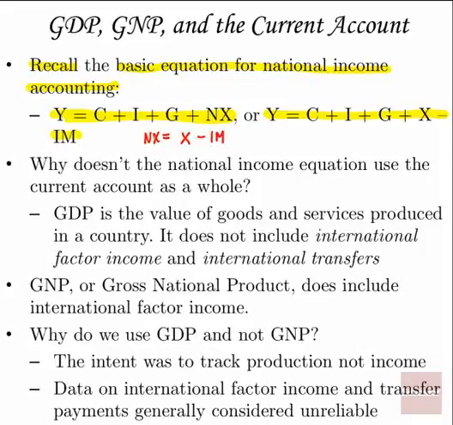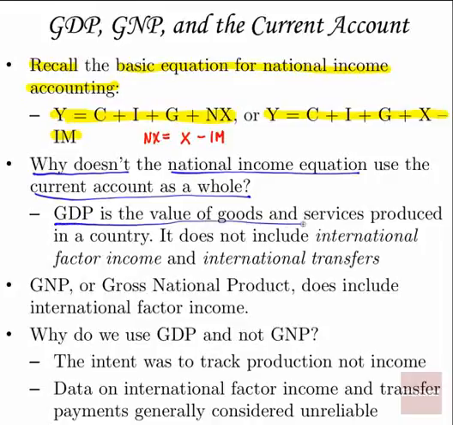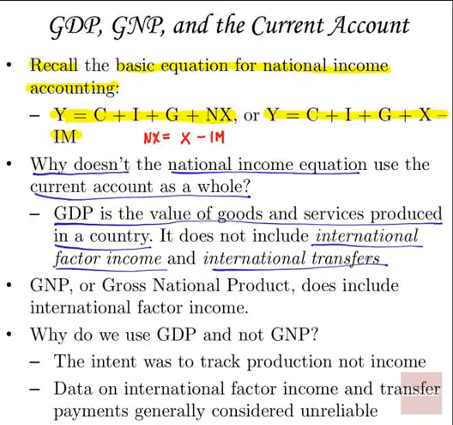Now, the question here is a valid one. Why doesn't the national income equation use the current account as a whole? Take a look at this: GDP is the value of goods and services produced in a country. It does not include international factor income and international transfers. So why isn't that used? Why does GDP only take into account the value of the production of goods and services within a country's borders? Why does it not include factor income?